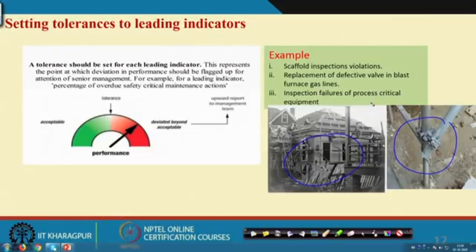Inspection failures of process critical equipment. If the inspections of normal process equipment are not happening, you may have tolerance. But if it is process critical equipment, you should have 100% inspections. You need not have tolerance. So, their acceptable limit is very low. For the normal equipment, your acceptable tolerance is more. So, you will be putting the tolerances on the leading indicators depending upon the critical equipment and the critical activities.